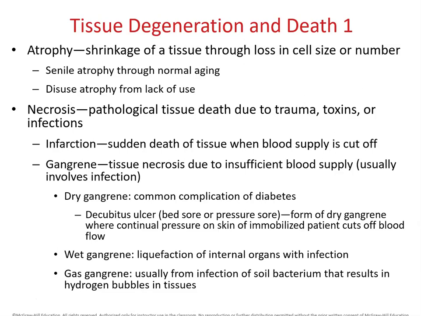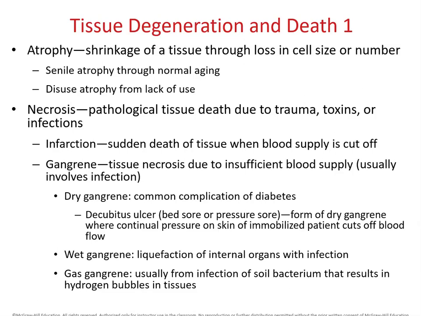We also have gangrene. There are several different types of gangrene. Gangrene usually comes as the result of an infection. Dry gangrene is pretty common in people who have diabetes, and it can cause damage, especially to toes and feet. If you know of anyone with diabetes who had a toe or a foot amputated, dry gangrene may be the cause there. Bed sores or pressure sores, in individuals who are in nursing homes, oftentimes are a form of dry gangrene.